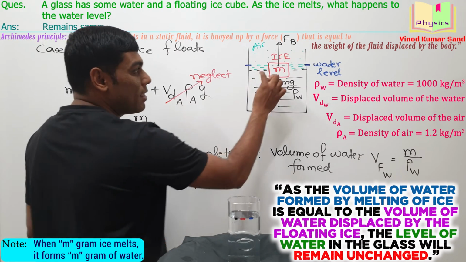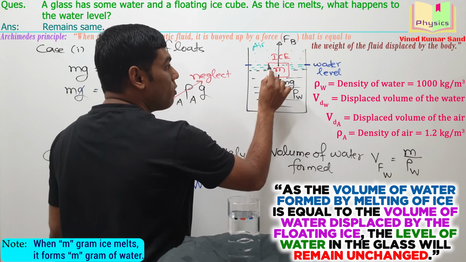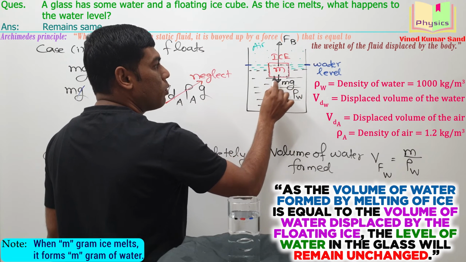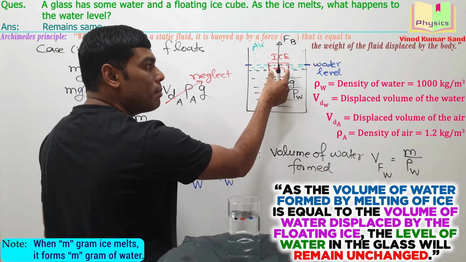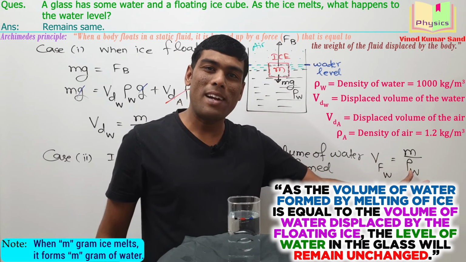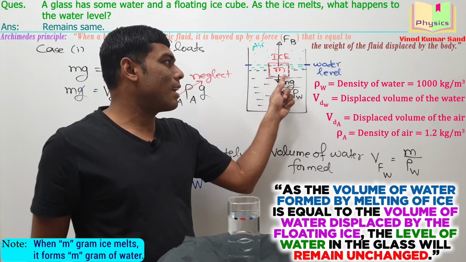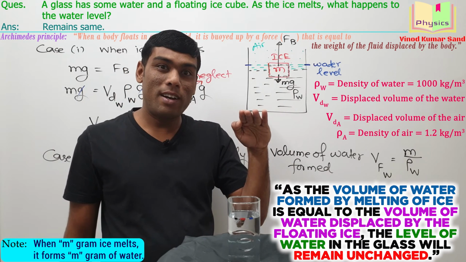I am explaining this here. This was the volume displaced of the water. This much was the volume displaced of the water by the floating ice. And the same volume is being formed by the melting ice. So this gap will be filled exactly by the melting ice, meaning the water level will remain same.